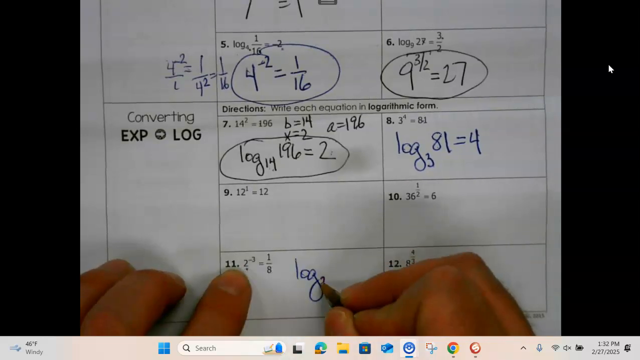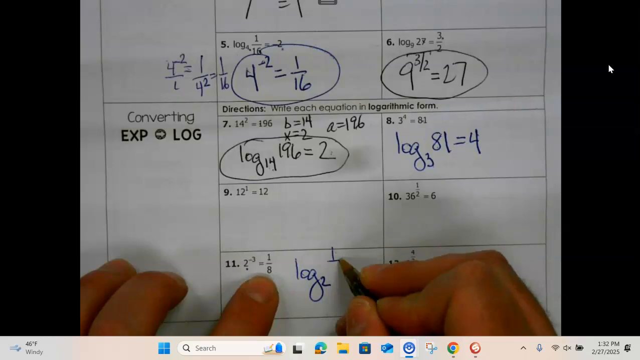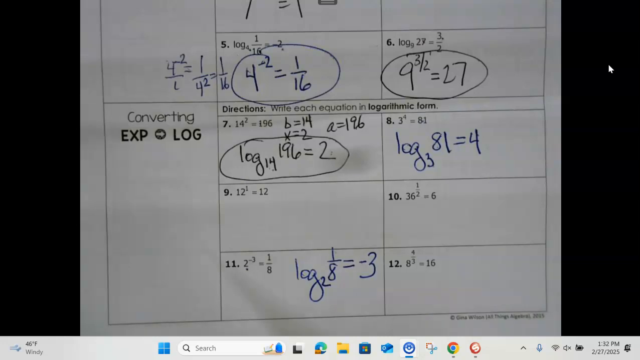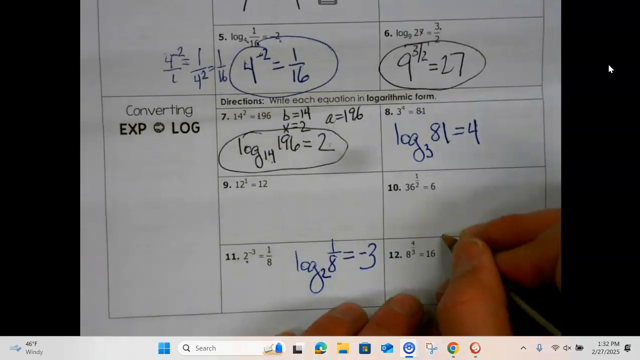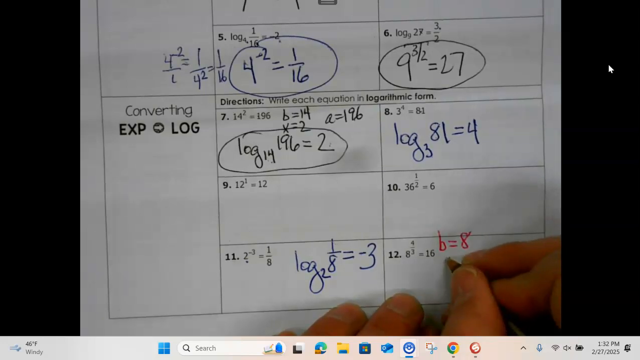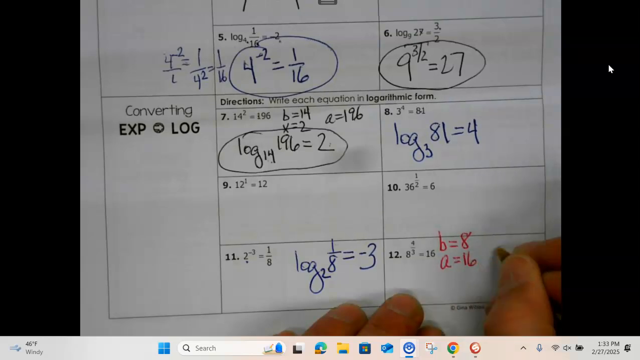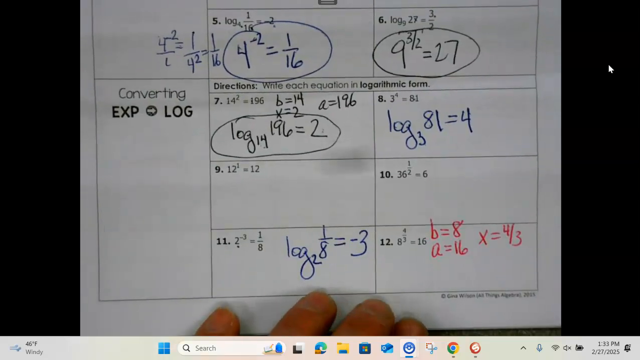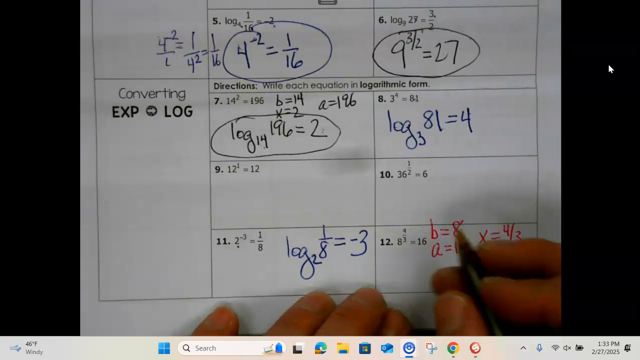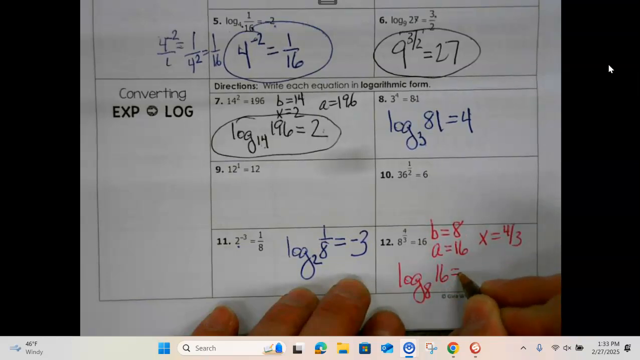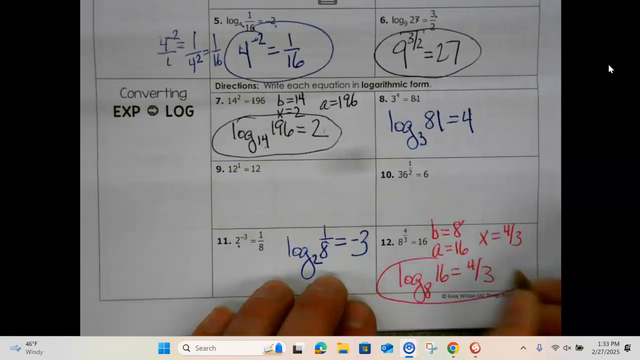There's my base. There's my answer. There's my exponent. The formatting is always the same. And for this last one, I'm going to write out all my terms again. I'm taking them straight from that form up at the top of the page, and then I'm just copying them into the log form that's up there. Log base B of A equals X.